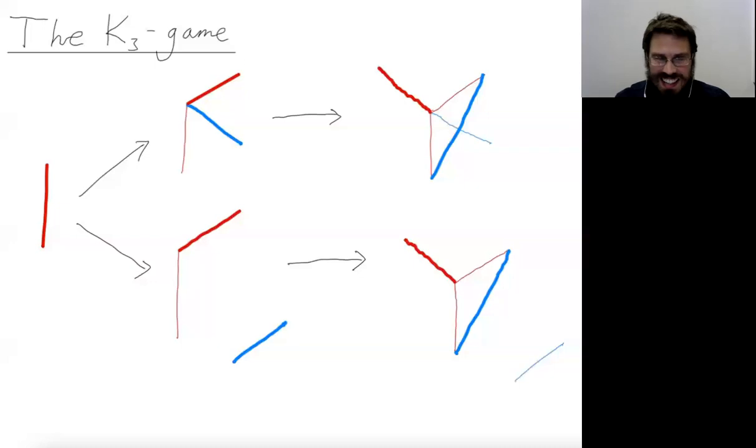Now K4 seems like a small, fairly modest, simple graph. It seems like it should be fairly straightforward to give, hopefully, a winning strategy for the first player in the K4 game.